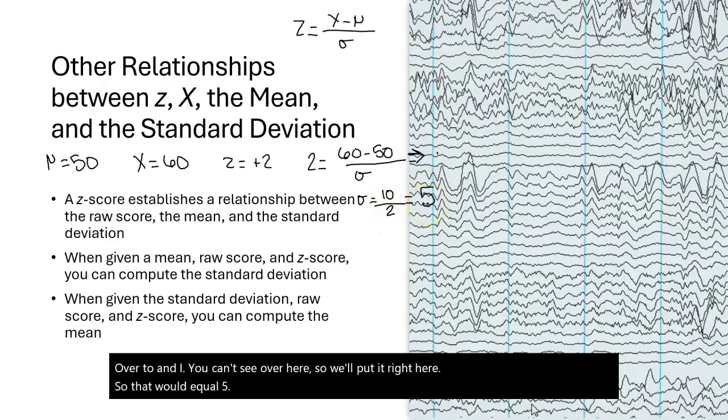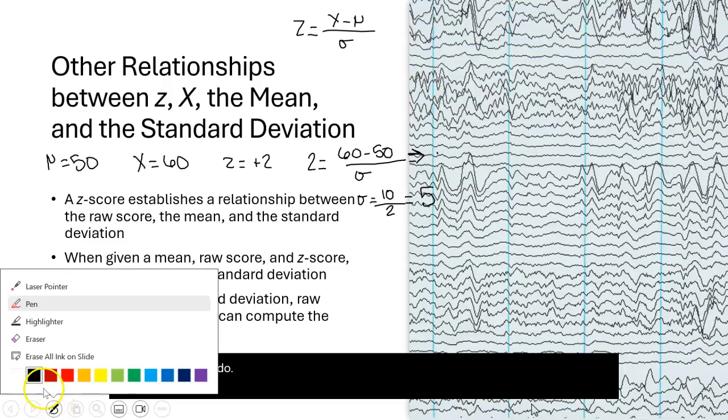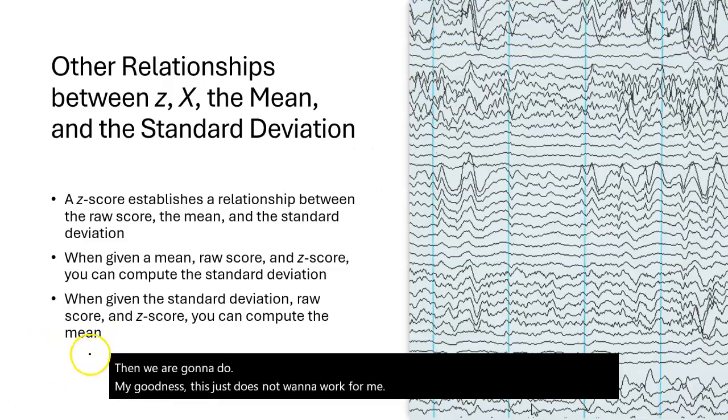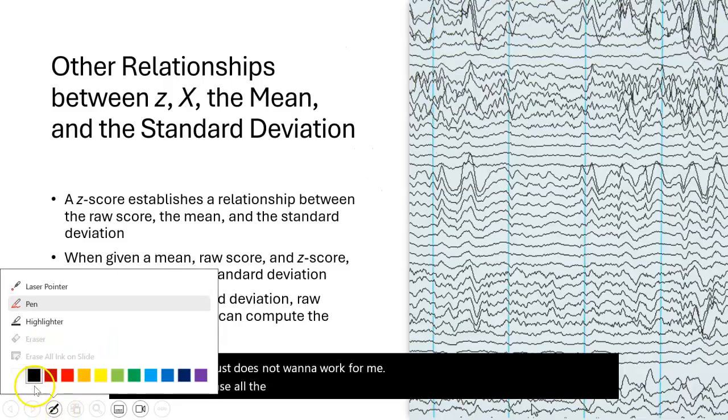Okay, so if we wanted to find the mean, then we are going to do, let's erase. Boop. Oh my goodness, this just doesn't want to work for me. Okay, we're going to erase all the ink on the side.